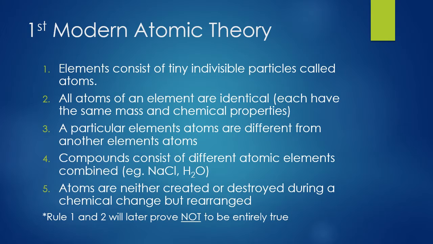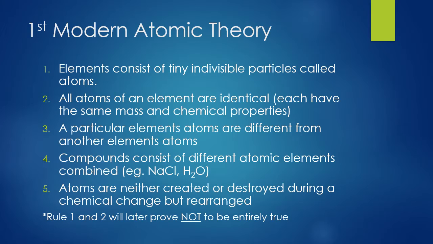For number 2, all atoms of an element are identical. Now, identical is a strong word. All atoms of an element are very similar. For instance, we'll see that they have the same atomic number, but they can differ in other ways. So that's why number 2 isn't entirely true anymore. However, these were true at the time that John Dalton came up with this theory.